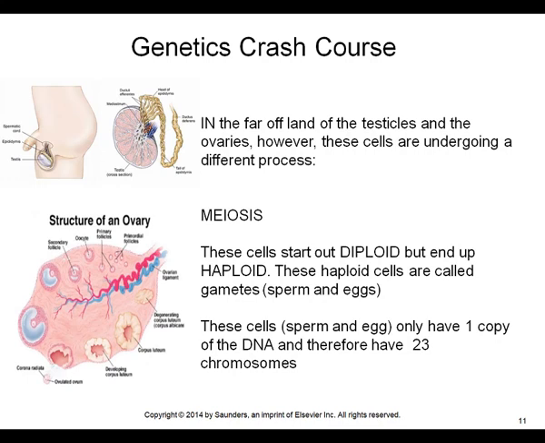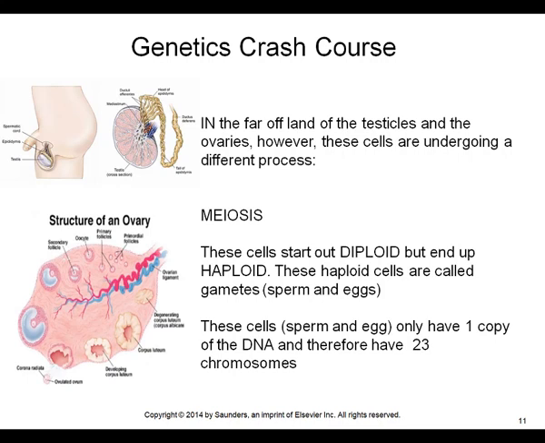So the other process you need to be aware of is meiosis. And meiosis occurs in the far-off land of the testicles and the ovaries. This is the only place meiosis happens. The process of meiosis is the process of making sperm in the male and making eggs in the female. It's as simple as that. It's not more complicated than that. Everywhere else in your body, mitosis is going on. But in your testes, if you're a male, and in your ovaries, if you're a female, eggs and sperm are made by the process of meiosis. It's as simple as that.